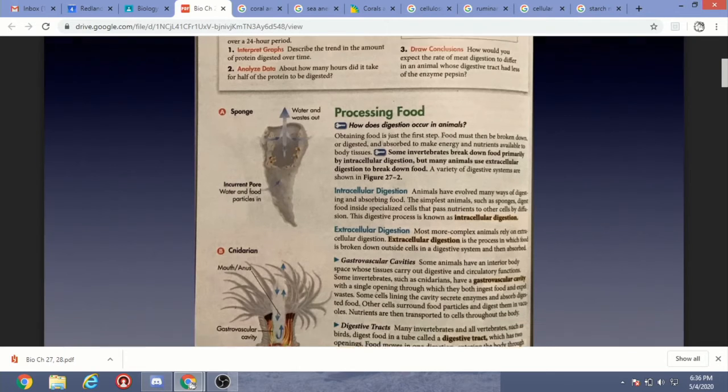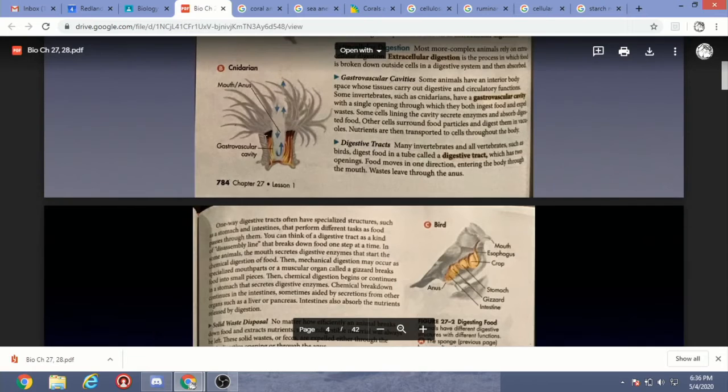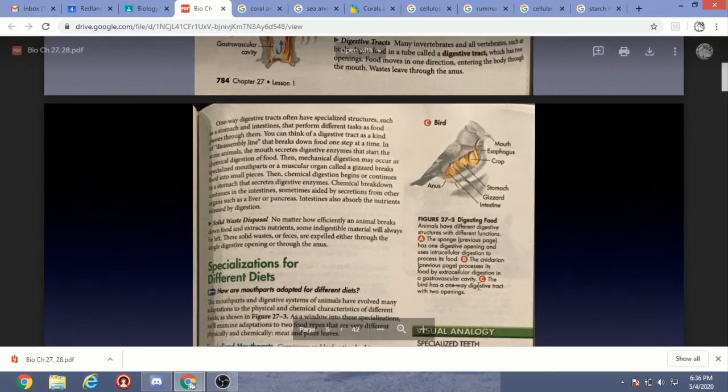But in B, the cnidarian processes food by extracellular digestion in a cavity, which is a whole lot more efficient. All right, and then C, the bird, this is going to be a one-way digestive tract with 2 openings, a mouth and an anus, which is even more efficient.